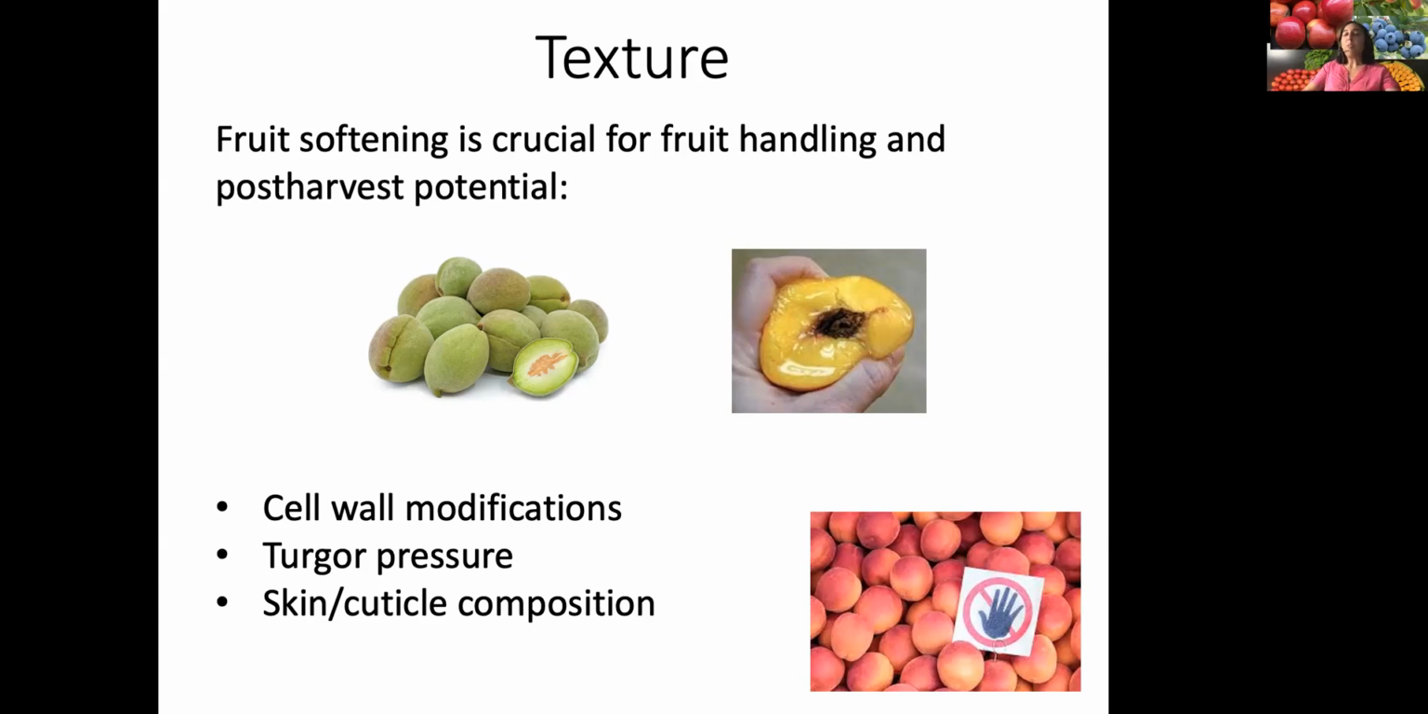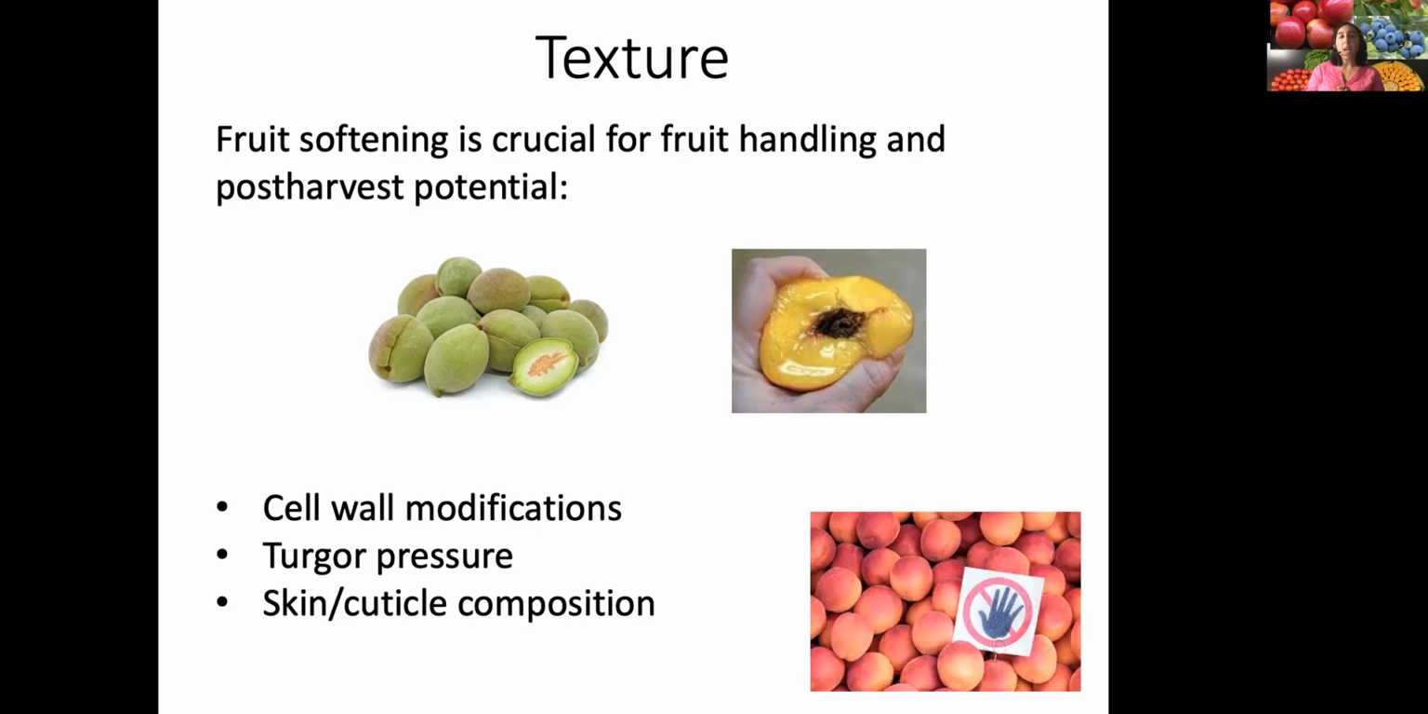But this softening that happens as the fruit ripens on the tree is going to be related with three main aspects. First of all, cell wall modifications. We know that plant cells are surrounded by cell walls. It's the outer layer of the cells. Throughout ripening, this cell wall is going to start to be degraded. It's going to start losing its tightness, let's call it, and that allows the fruit to start softening, that we can feel also with our fingers when we touch a fruit.